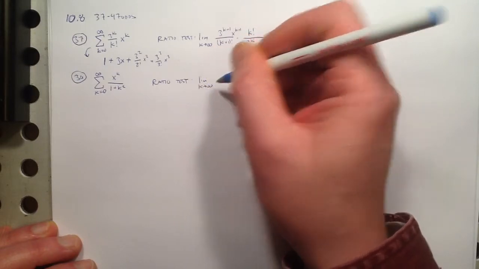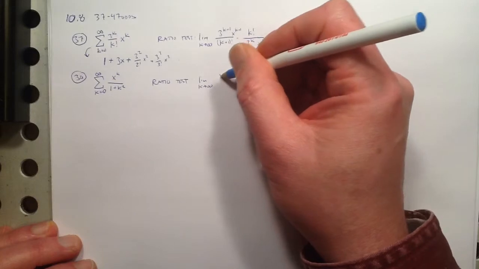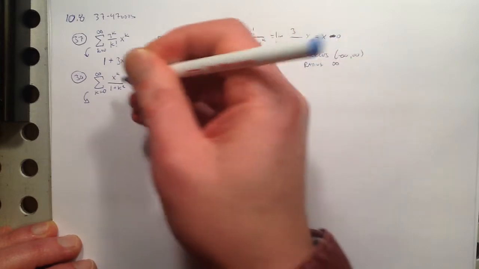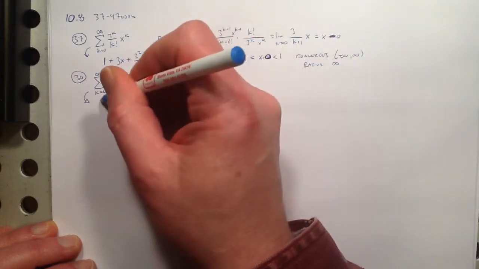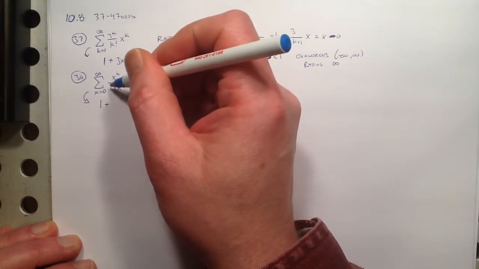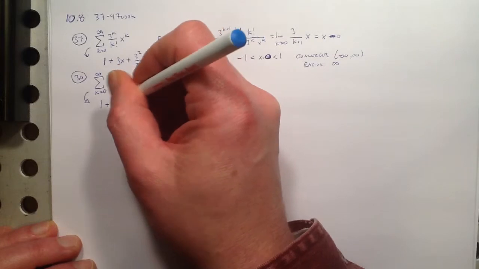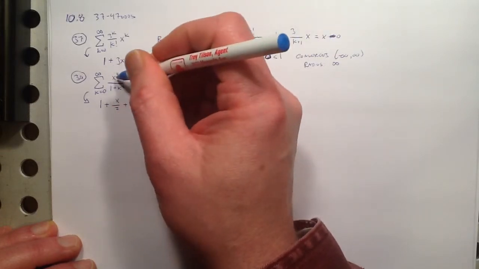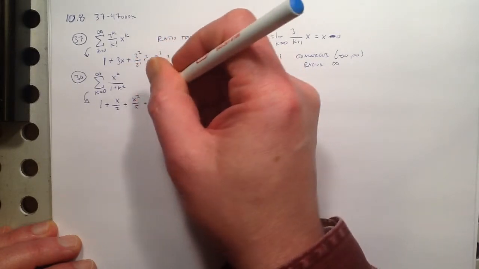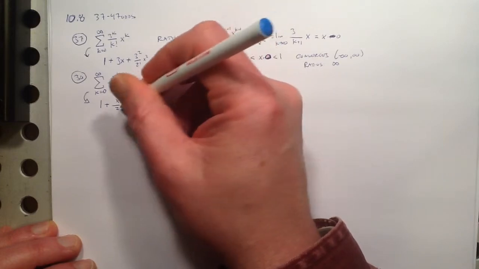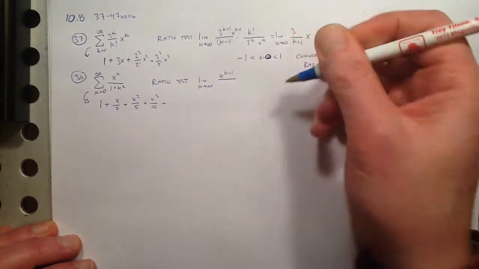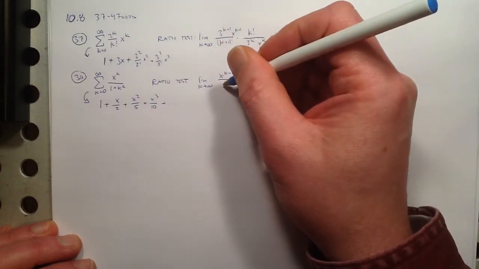Limit as k approaches infinity of x to the k plus 1. Oh, you know what? I forgot to write out my terms. Let me go back and do that real quick. Plugging in 0, I get 1. It's not alternating. Plugging in 1, I get x over 1 plus 1. Plugging in 2, I get x squared over 5, plus x cubed over just one number greater than the perfect squares, right? Alright, so back to this.